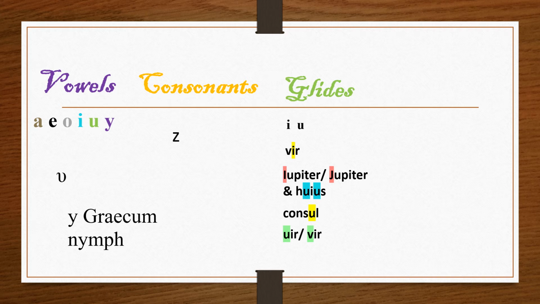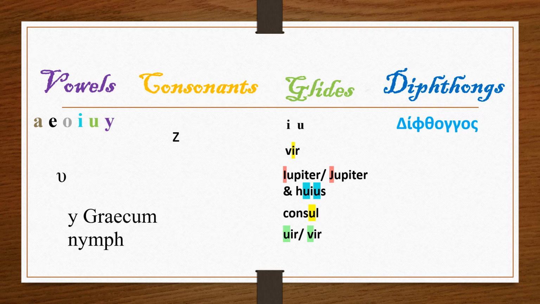It is also important to introduce you to the other category of vowels, which is called diphthongs. Diphthongs, deriving from the ancient Greek word diphthongos, means two sounds. So, a diphthong is a combination of two vowels in the same syllable. There are 6 different diphthongs in Latin: AE, AU, OE, EI, EU, and UI.